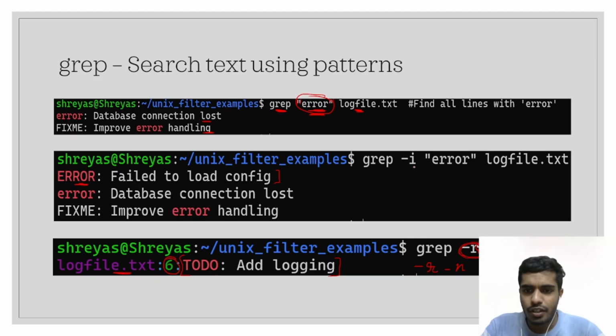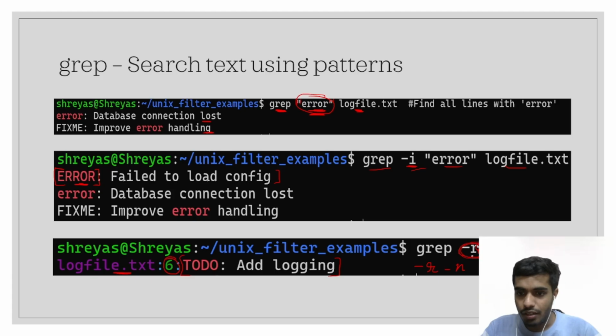We can use some very important arguments. We are not going to discuss all the arguments, but some basic important arguments of these filters. The first argument is -i. What -i tells us is to be case insensitive, right? I don't bother whether error is all uppercase, or just the first letter uppercase, or the whole thing lowercase. I just want the word error. When I type grep -i error logfile.txt, it gives me all the error words present inside that file. Here we can see that we have a new output too, which has the word in all uppercase.